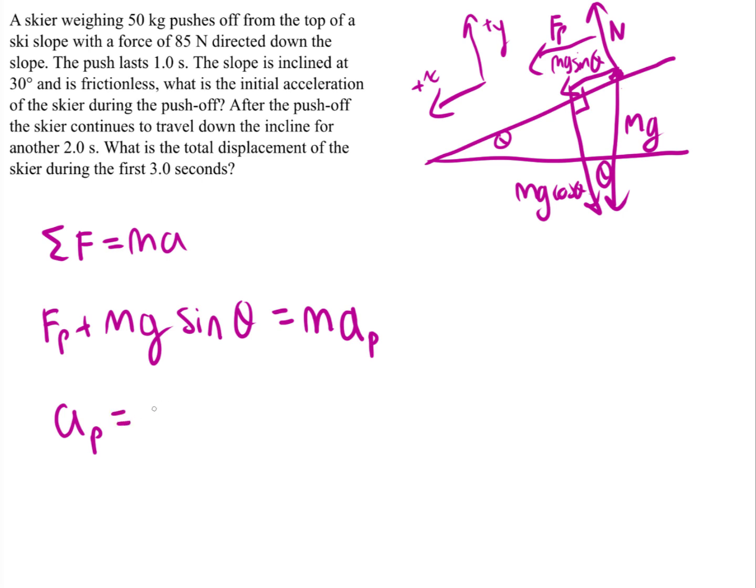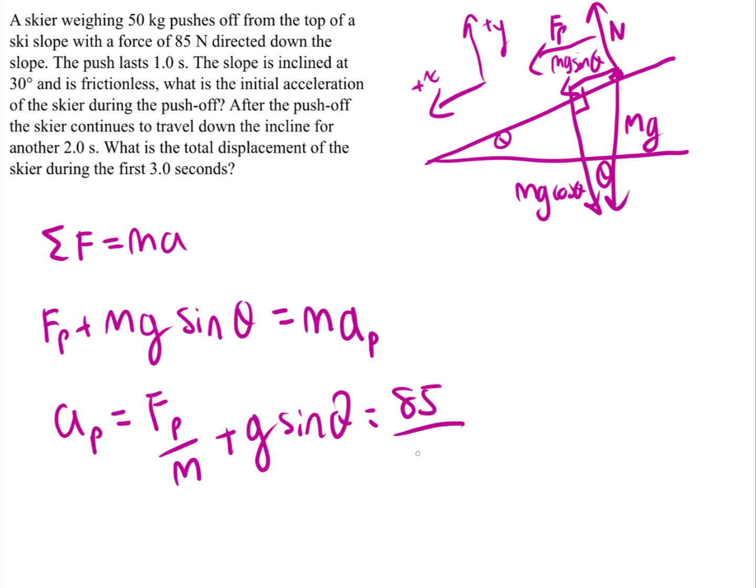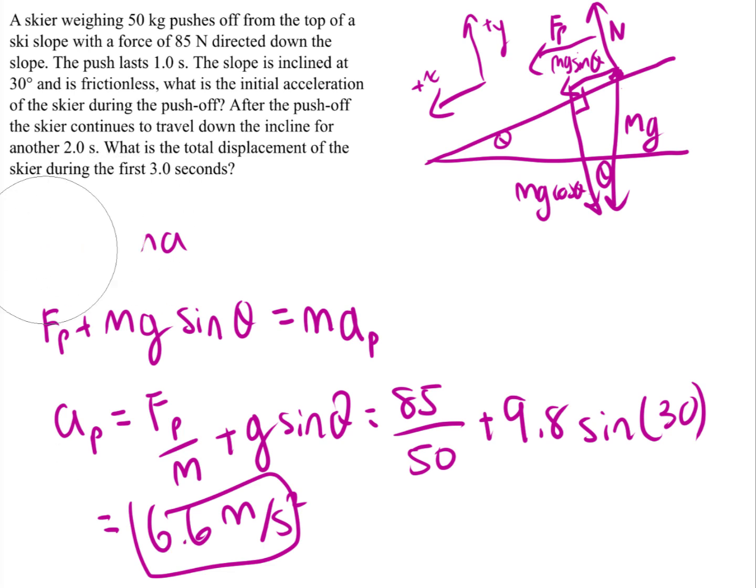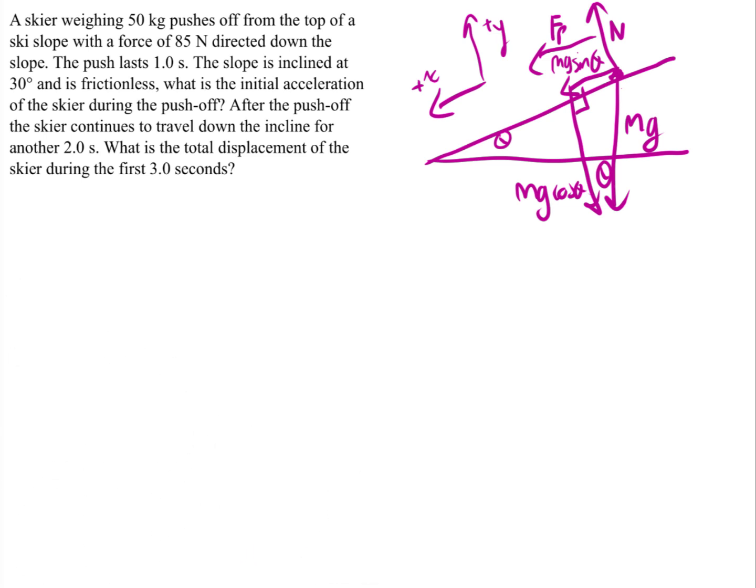So the acceleration during the push is equal to the force of the push divided by the skier's mass plus g sine theta. We just divide both sides by m, and these two cancel out. So this becomes the force of the push, 85 newtons, divided by the skier's mass of 50 kilograms, plus gravitational acceleration 9.8 times sine of theta, where theta is 30 degrees. If you plug this into a calculator, this should give you 6.6 meters per second squared. And that is the initial acceleration during the push. So I'm going to rewrite it up here. The initial acceleration during the push-off is 6.6 meters per second squared.